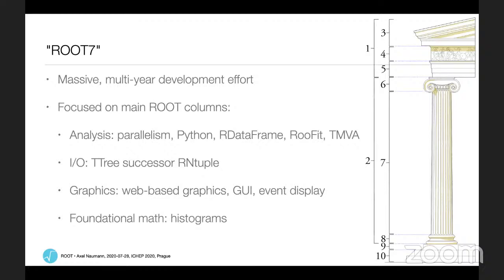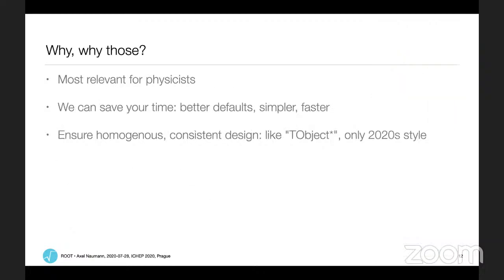And so we've done our picking, and we started a massive multi-year development effort a couple of years ago. So we're now a good way down the road, focusing on a couple of main columns that are part of Root. There's the general analysis part where we are focusing on parallelism, Python interfaces, our data frame, RooFit, and TMVA. You might not know our data frame. I'll get into that in a couple of slides. We are working on a TTree successor. We're replacing the graphics system, and we're working on a new generation of histograms.